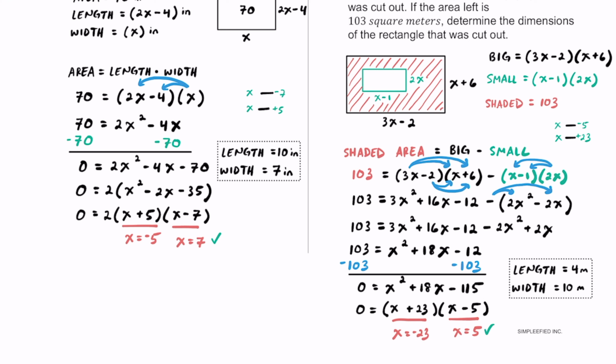Alright, so there you have 4 different practice problems dealing with some applications of solving quadratic equations, finding some missing dimensions of rectangles. Hopefully you found the video helpful.